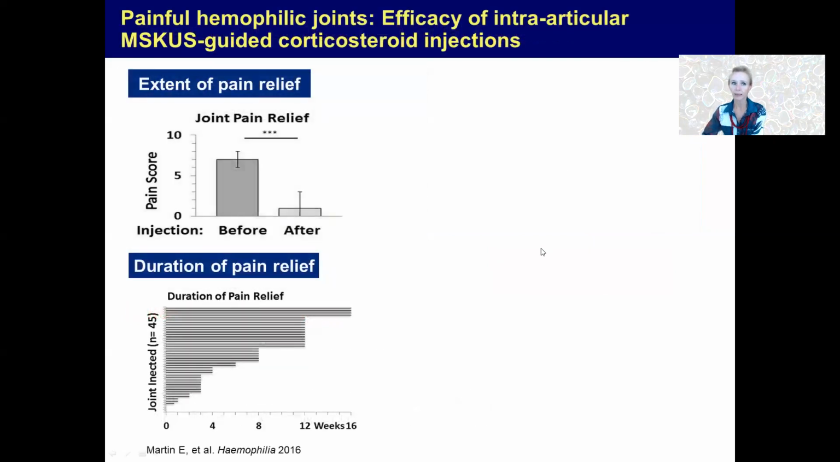And that brings us to injections, namely the efficacy of intra-articular MSK ultrasound-guided corticosteroid injections into painful hemophilic joints. That is a study we did a few years ago in over 40 patients, and you can see that the pain relief on the VAS visual analog pain scale is quite substantial, and most patients experienced a duration of pain relief up to 3, 4, 5 months, but most patients at least 6 weeks.